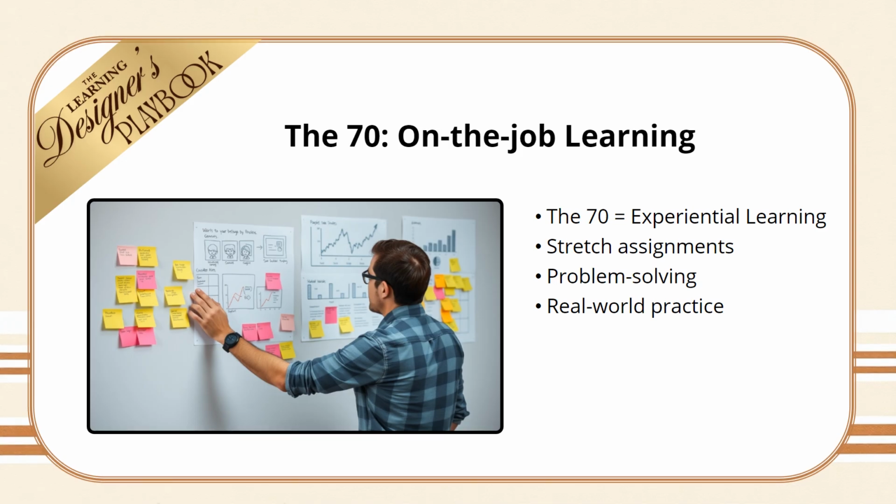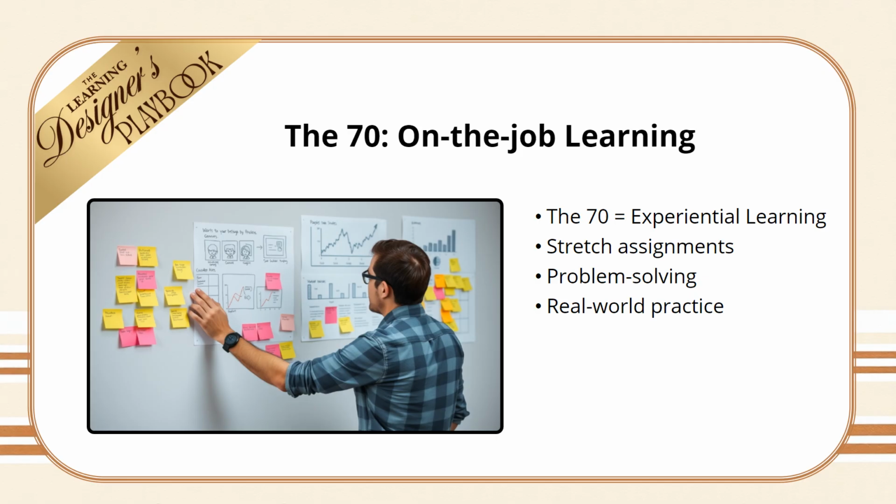The largest portion of the 70-20-10 model is experiential learning. This is learning that happens through direct, on-the-job experience. Examples include stretch assignments, where employees take on tasks outside their comfort zones. It can also involve problem solving in real time, such as troubleshooting issues for customers or managing projects. Real-world practice reinforces knowledge because it is applied in context.